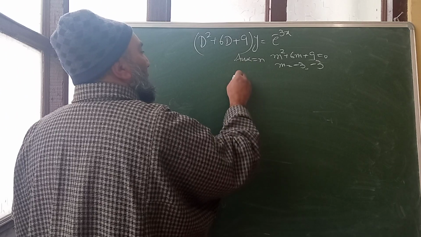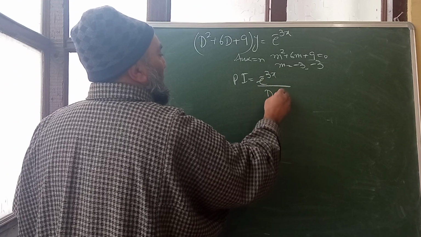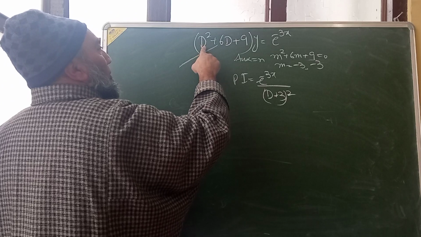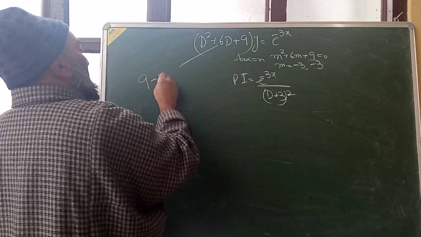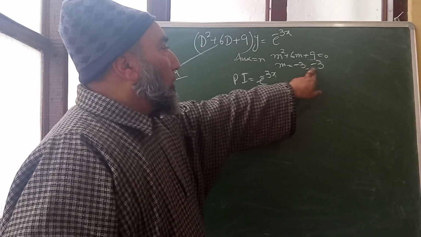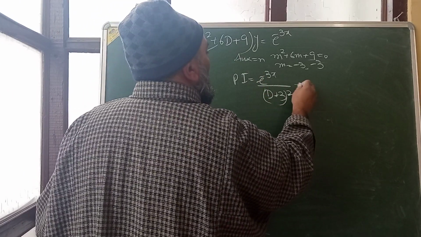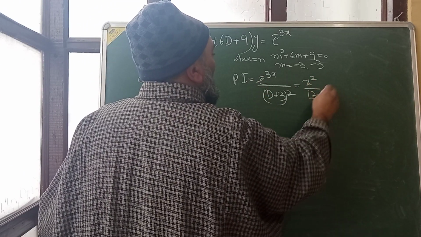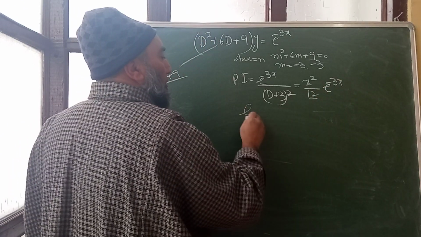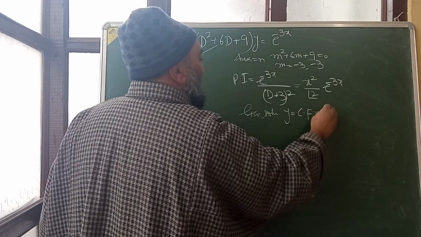Complementary function I will not write. Particular integral is e raised to the power minus 3x upon (D plus 3) whole square. See, this is a case of failure. When we replace D by minus 3, it is 9 minus 18 plus 9. So I will write x square by factorial 2 e raised to the power minus 3x. This is the particular integral. General solution is y equals CF plus PI.